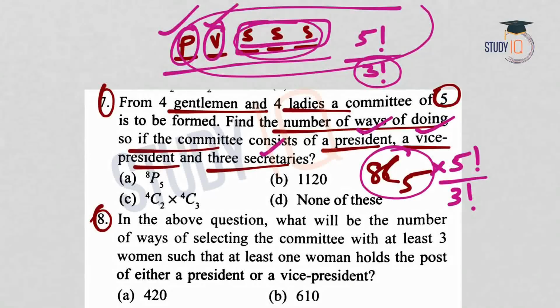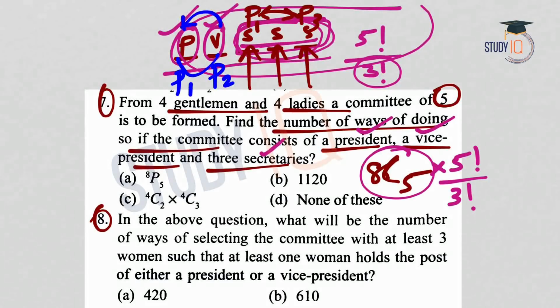Okay, this is president, this is vice president and 3 are alike, the same. Okay, so if person 1 is becoming secretary, person 2 is becoming secretary, person 3 is becoming secretary, even if you interchange them, even if this is person 1 and this is person 3 and you interchange, still there is no problem. But here person 1 is president, person 2 is vice president. If you interchange, that's a different arrangement, right? But here that problem is not there, so that's why you are dividing by 3 factorial.